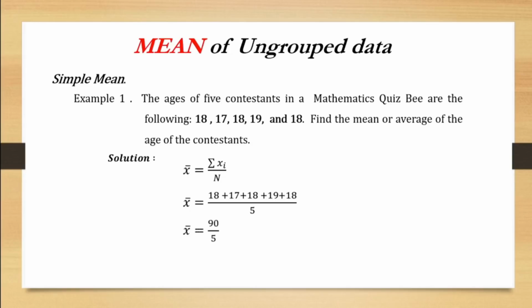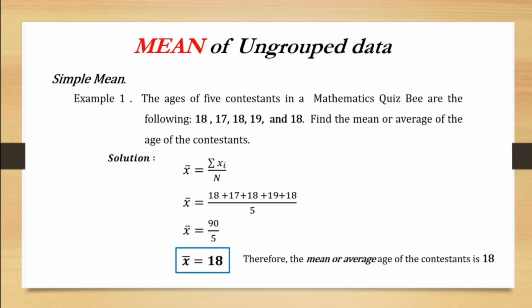So as we are going to simplify now, the total sum in the numerator is 90. Then our denominator is 5. As we simplify 90 over 5, or we divide 90 by 5, our mean is 18. Therefore, the mean or average age of the contestants is 18.